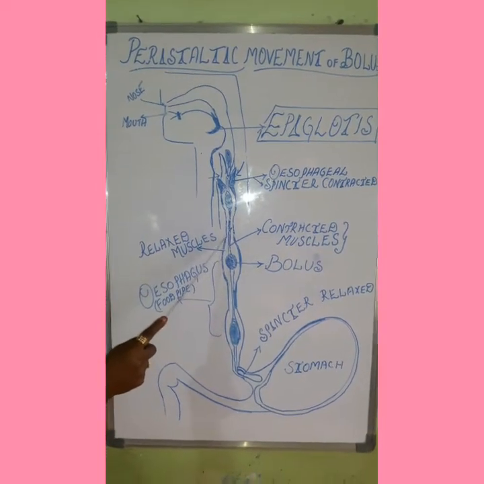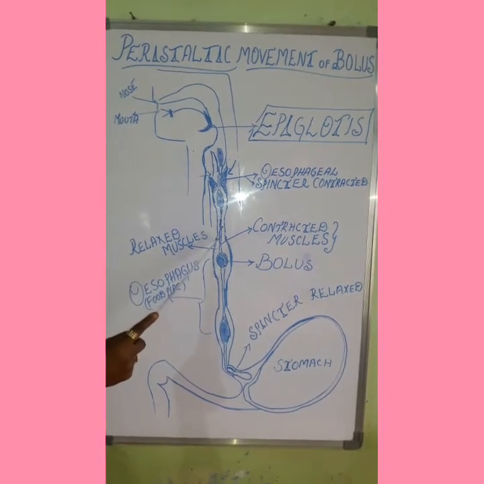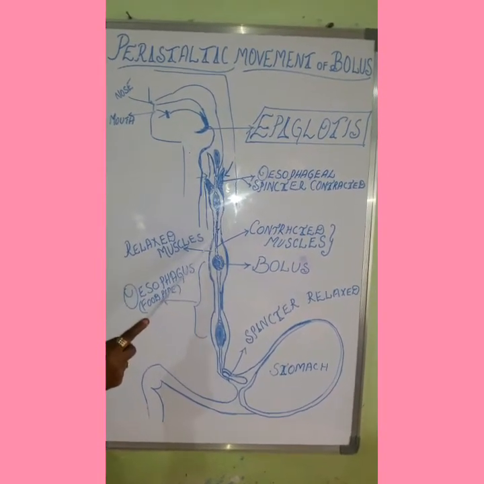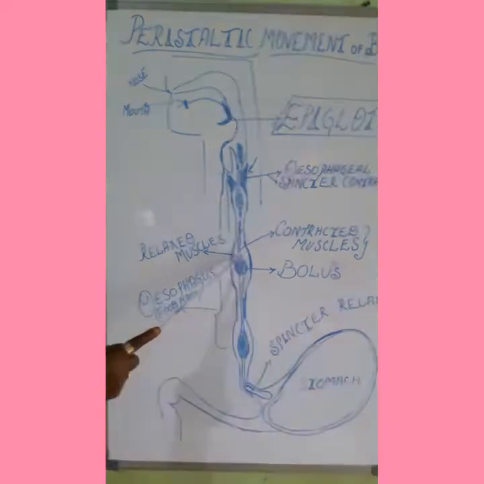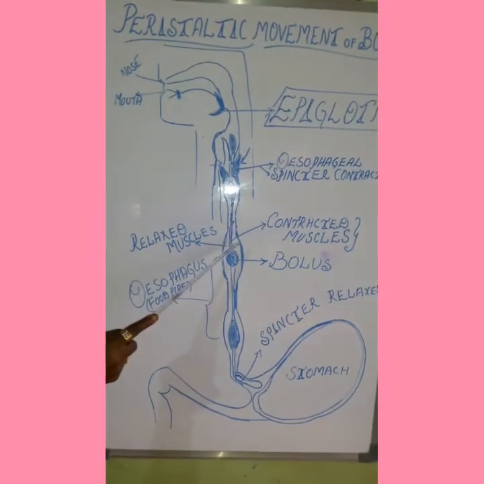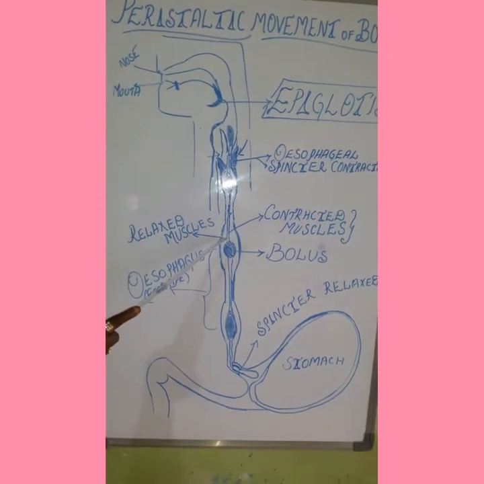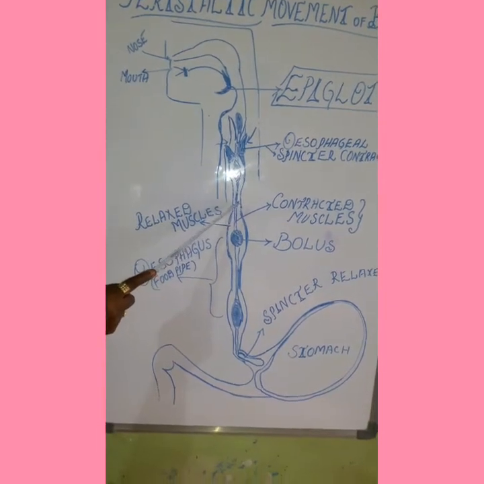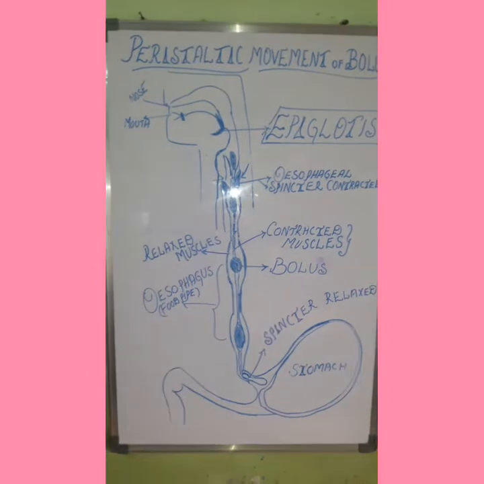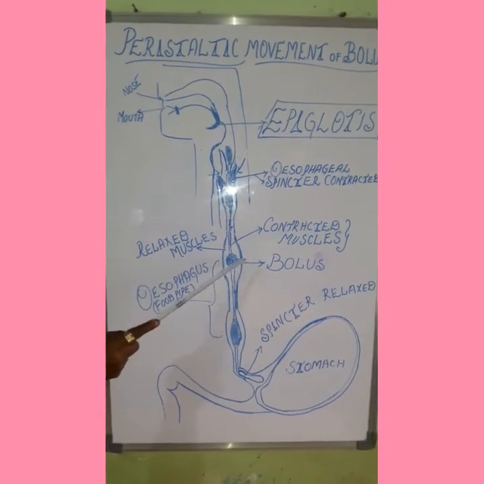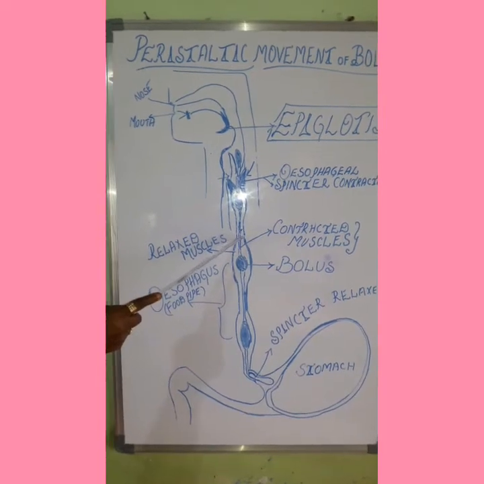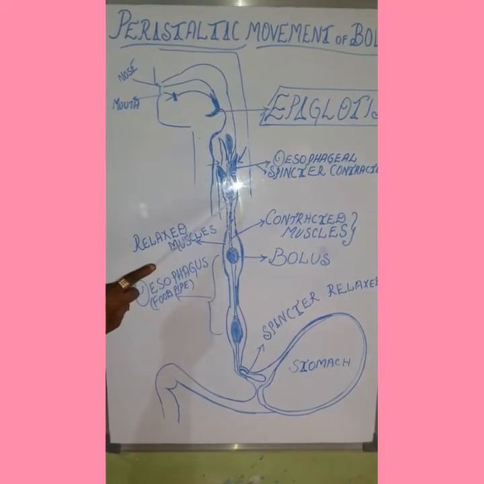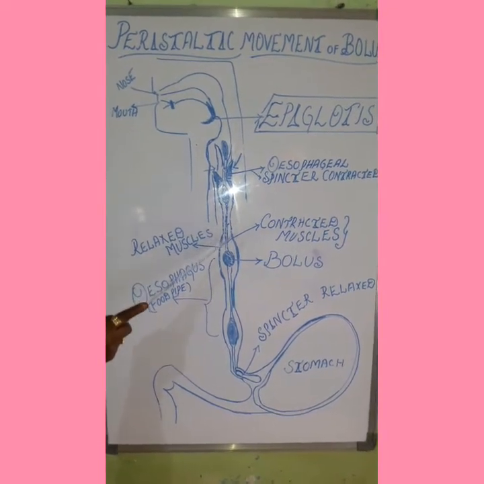The contraction of the circular muscles, the inner layer, contracts the esophagus and helps in narrowing of this esophagus. So the food is squeezed inside the tube. So the bolus is pushed downwards.